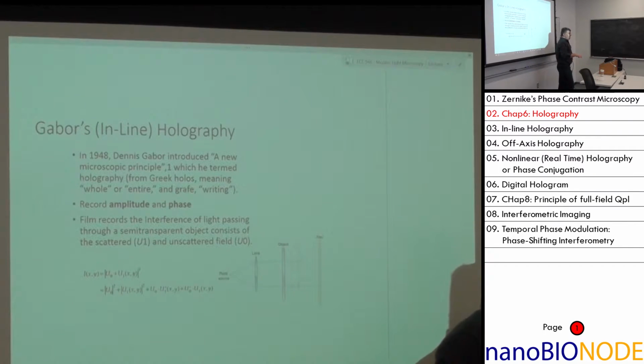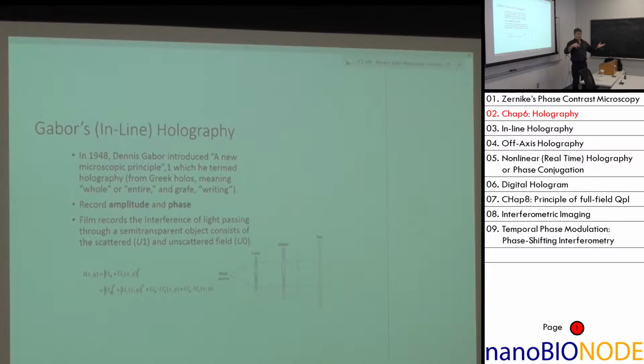And to this day, actually, there's a lot of confusion in the publications in the optics field, assuming that holography immediately means tomography, and that's wrong. We're going to make this clear distinction as we go.